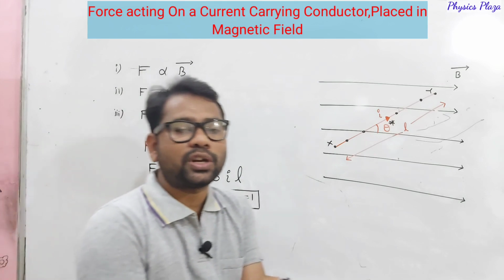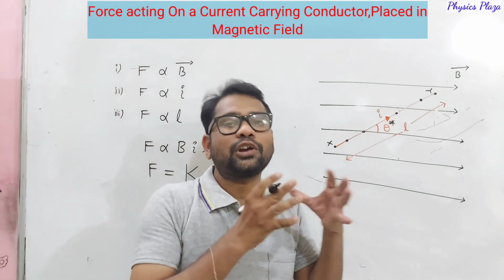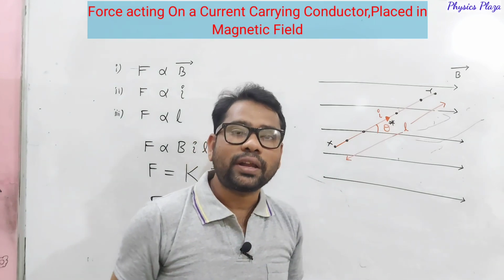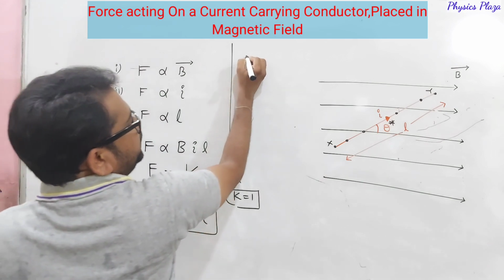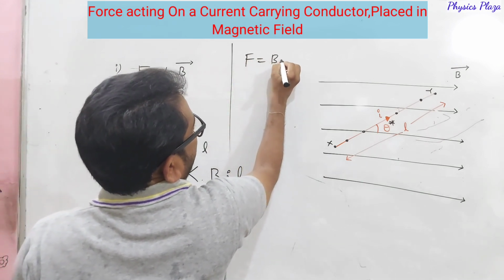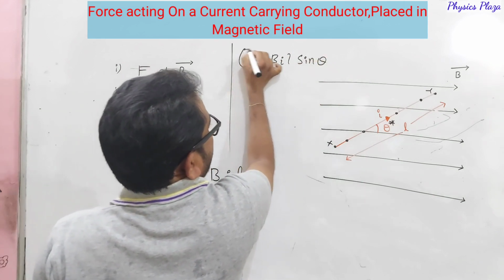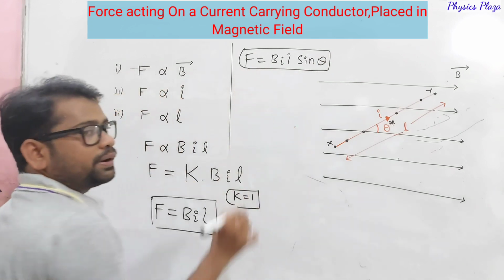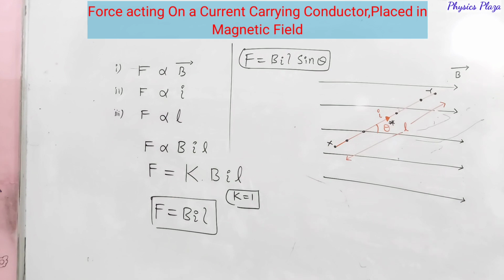But in higher classes, children, a very important thing is that we will discuss even the vector form. Of course, in this standard it is not needed. Actually we get F is equal to BIL as a magnitude, but the actual formula is F is equal to BIL sin theta. What is theta, dear children? Theta is the angle between current and the magnetic field. This is very important to understand.